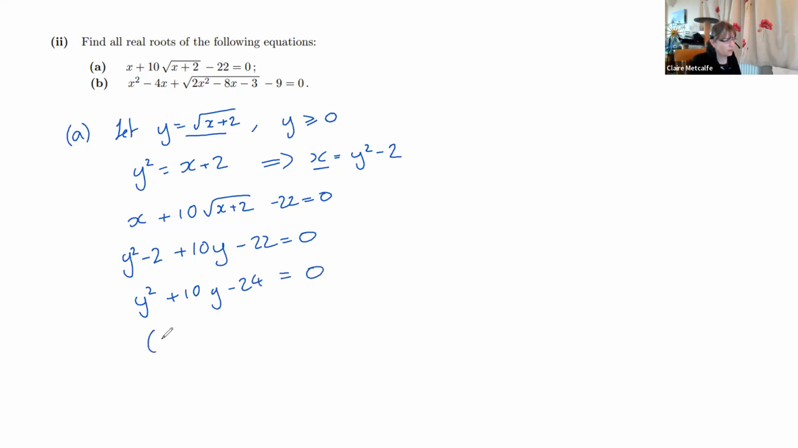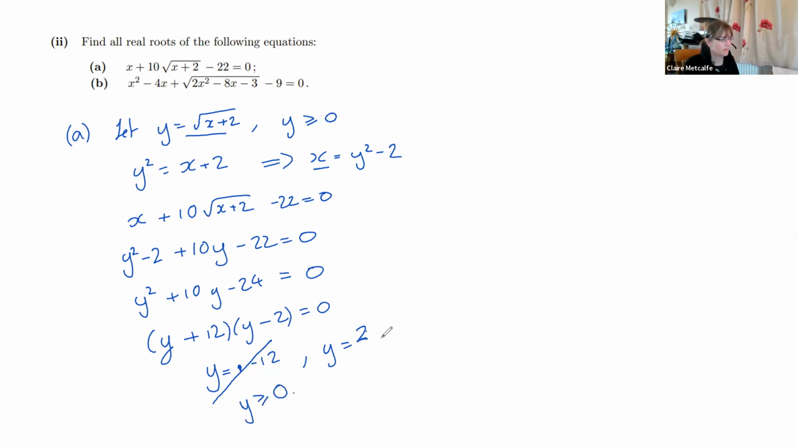And I think this one does factorize. If I do y plus 12, y minus 2 equals 0. Yeah, I'm pretty convinced about that. So this gives me y equals minus 12, or y equals 2. And then the minus 12 isn't a solution, as y has got to be bigger than or equal to 0.